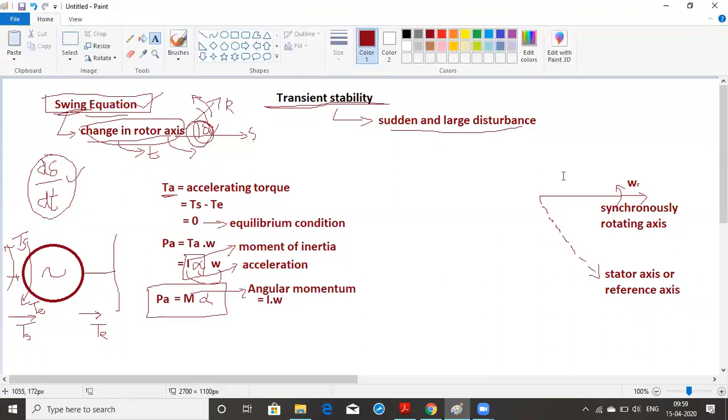This is actually another axis. Now we also have another axis, nothing but a rotor axis. This rotor axis is also going to run with a speed. You can call it the synchronous speed.